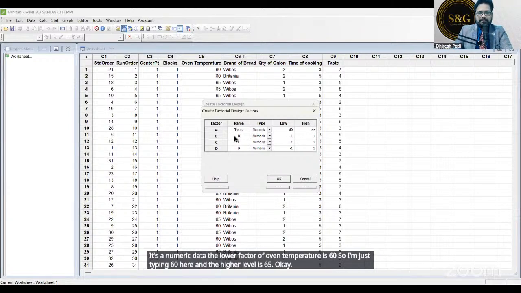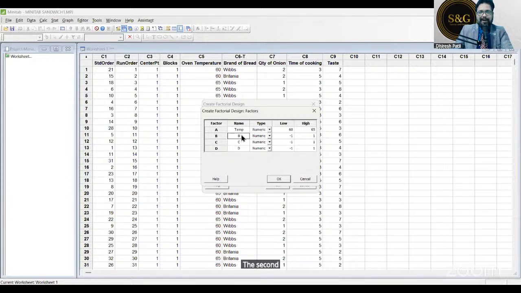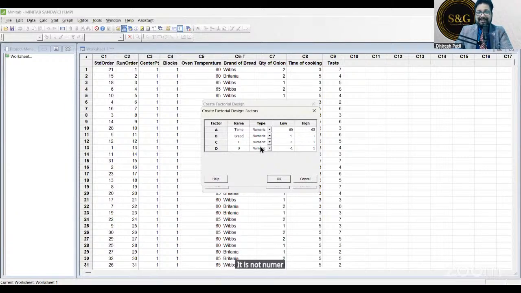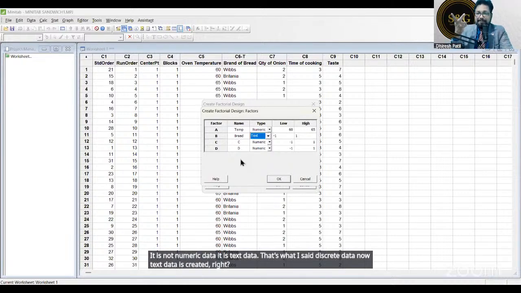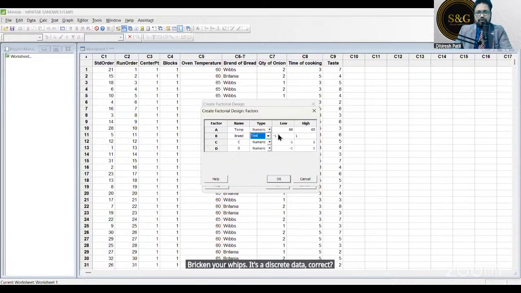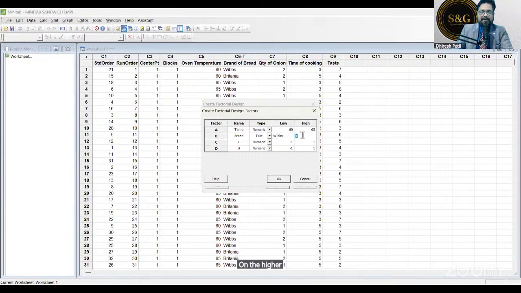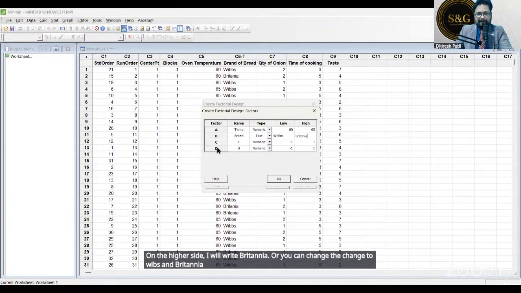Okay. The second one is called bread, the brand of bread. Okay. So I'm just typing bread here. It is not numeric data. It is text data. That's what I said. Discrete data. Now text data is discrete data, right? Britannia or Wibs, it's a discrete data, correct? So here on the lower side, I will write Wibs. On the higher side, I will write Britannia. Or you can change to Wibs and Britannia alternatively as well, doesn't matter.